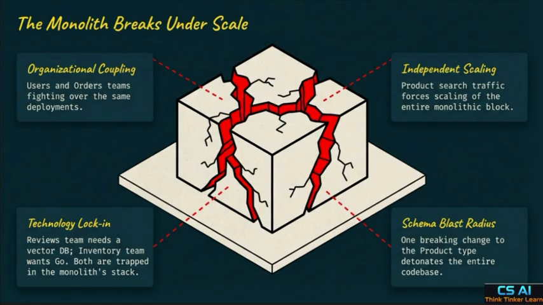load. Third is technology lock-in. You're trapped in one stack. Finally, there is schema blast radius. One breaking change to a shared type can detonate your entire code base. Federation is the architectural answer to these scaling pains.